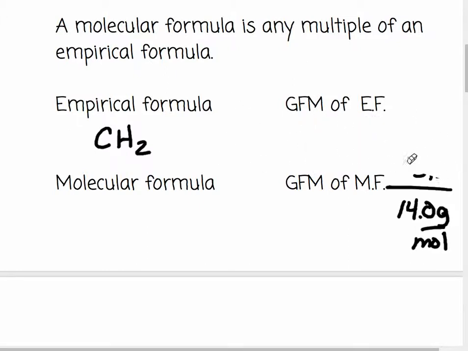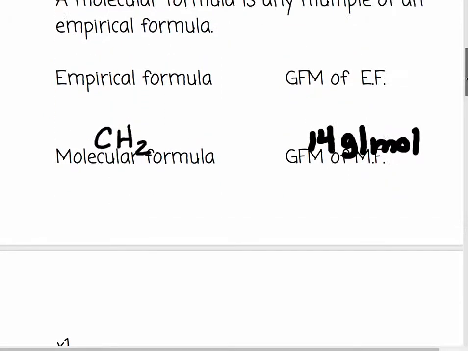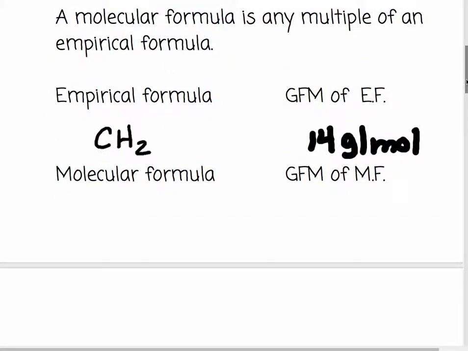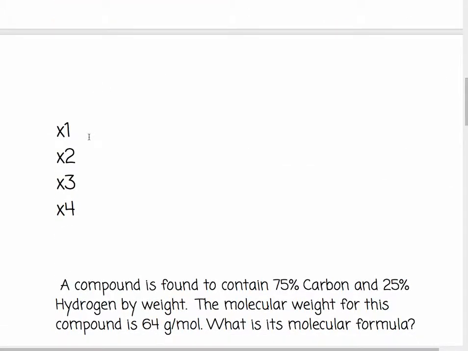If you need to see that, you can scroll back on the video. And we've got 14 grams per mole. Now, when you have a molecular formula, the molecular formula is going to be any multiple of that empirical formula. So I can take that empirical formula and multiply it by 1 time, 2 times, 3 times, 4 times.